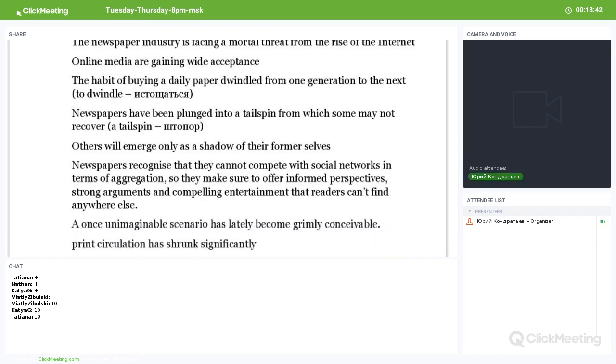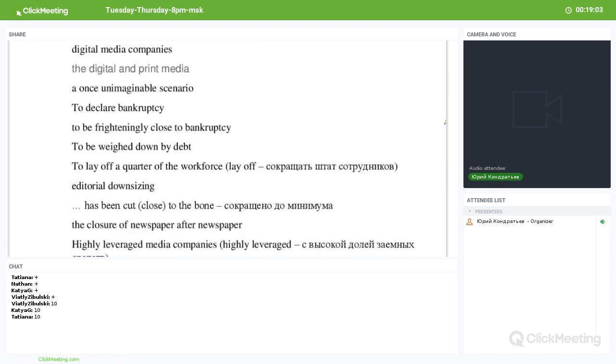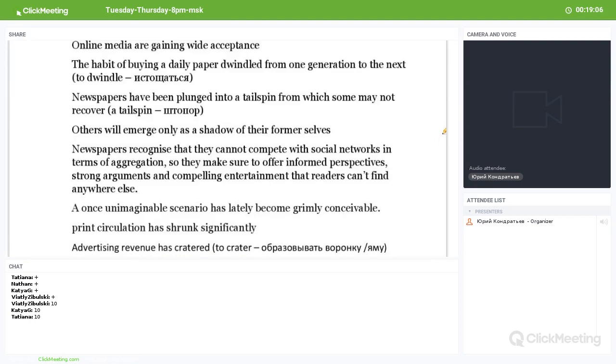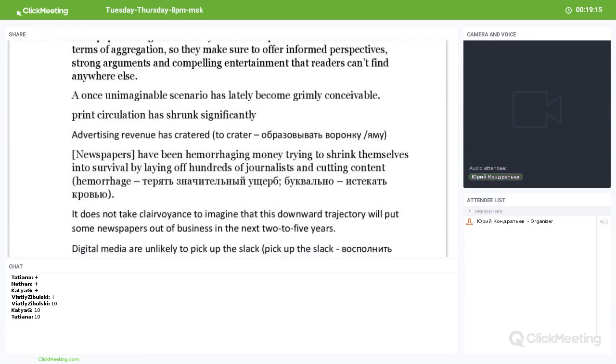Okay. So here's another idea. Newspapers recognize that they cannot compete with social networks in terms of aggregation, so they make sure to offer informed perspectives, strong arguments, and compelling entertainment that readers can't find anywhere else. Okay. Then a once unimaginable scenario has lately become grimly conceivable. So some time ago, some people thought it would be impossible, but now the possibility is quite high. It has become grimly conceivable.